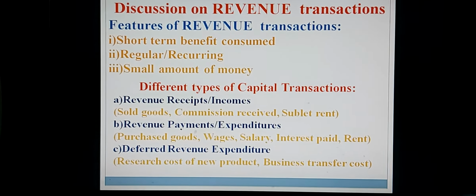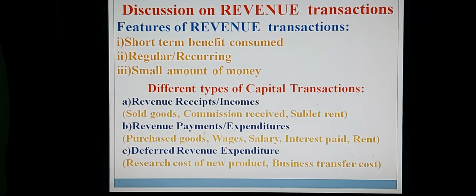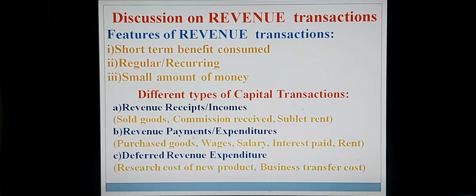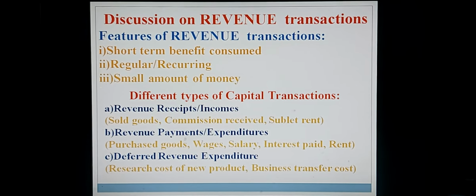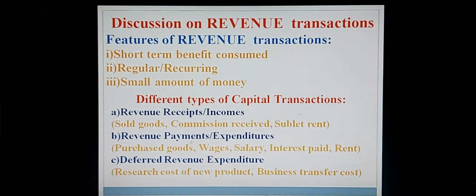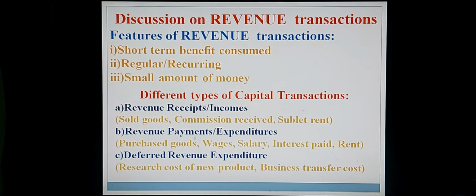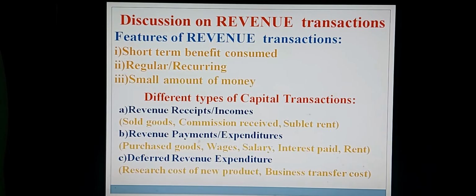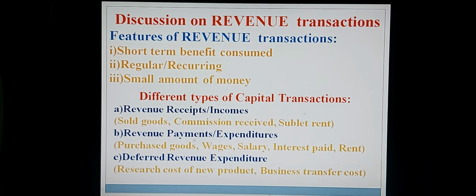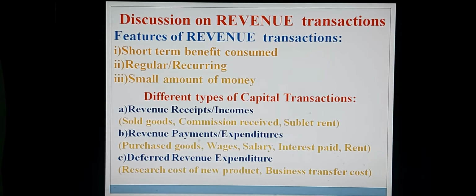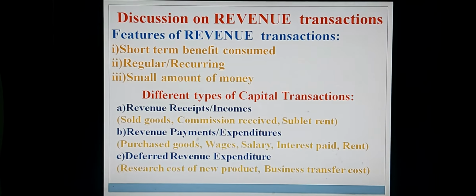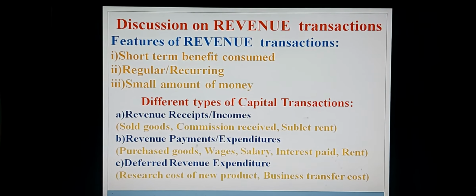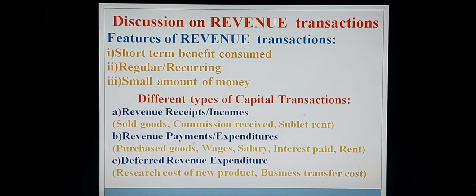Now you can go to the third one, deferred revenue expenditure. Expenditure of revenue nature, the benefit of which extends beyond the accounting period in which it is incurred, is generally written off over a number of years during which it is expected to benefit the business. The unwritten portion of such an expenditure, which is carried forward to the subsequent years, is called deferred revenue expenditure.